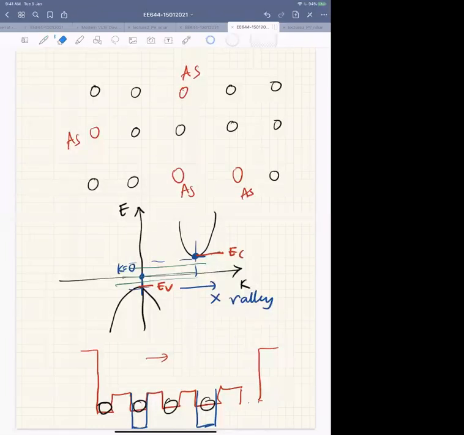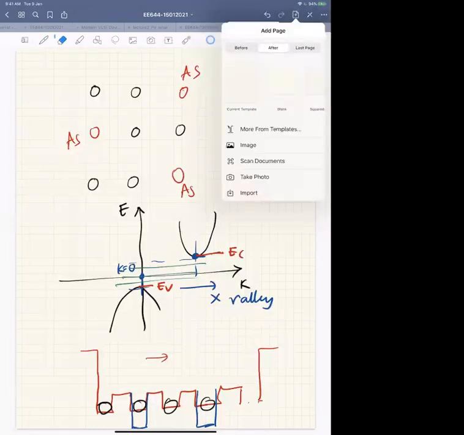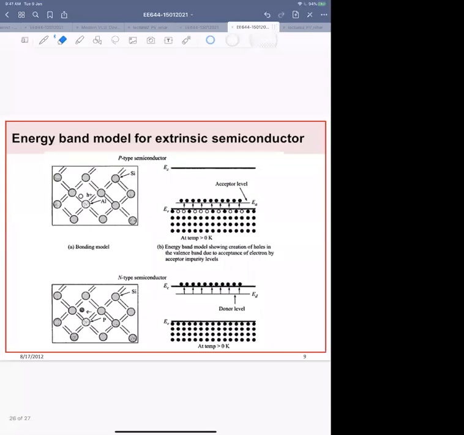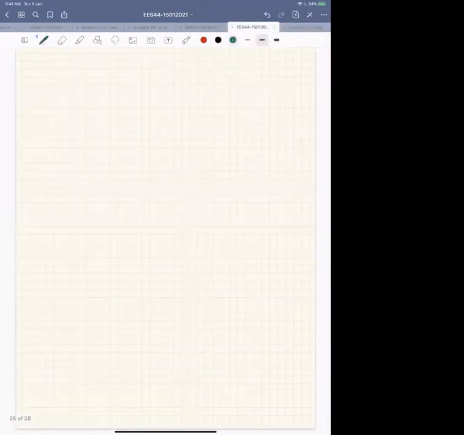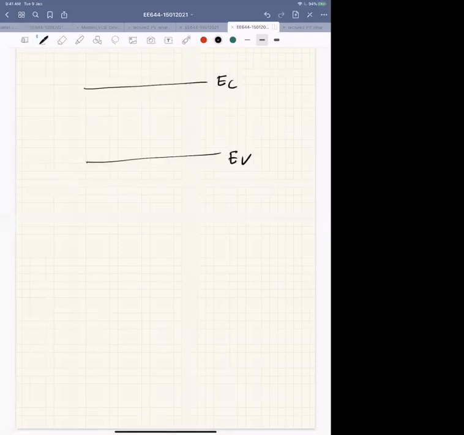So for arsenic, if this is my energy band diagram of the silicon, I have my EC and EV, and I did not have any states. But the moment you implant, you replace some of the silicon atoms by arsenic atoms, there are defect states created in the forbidden gap. And for arsenic, these defect states are very close to the conduction band, right? And this is a defect state.